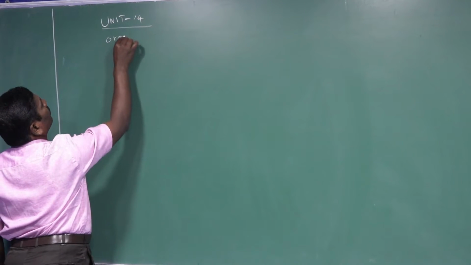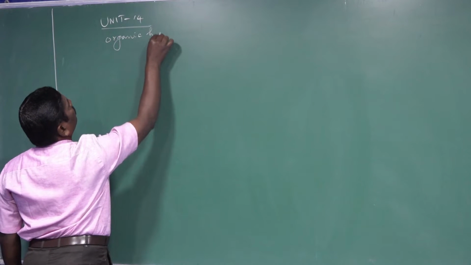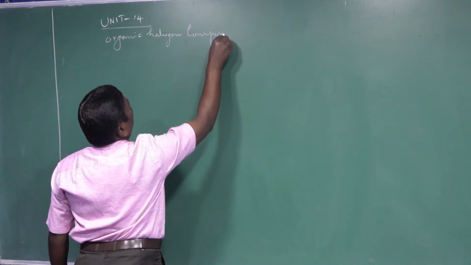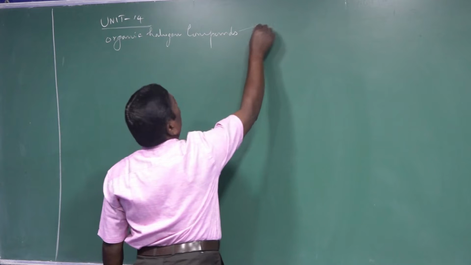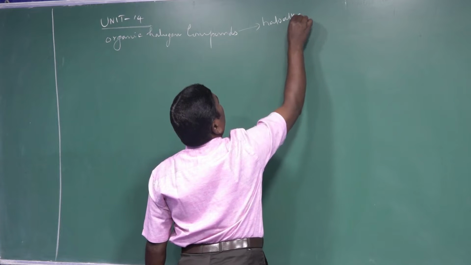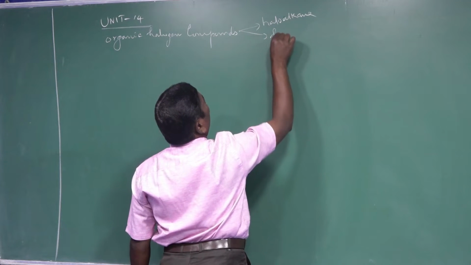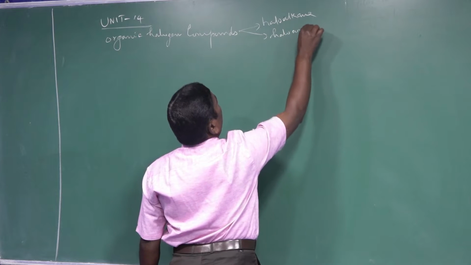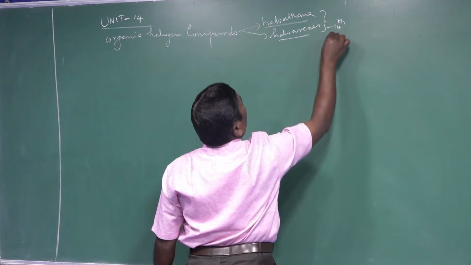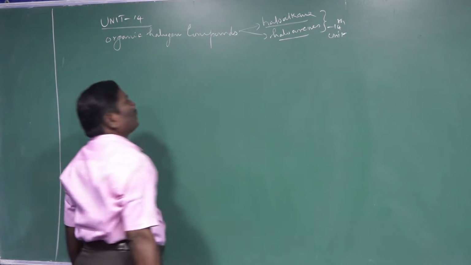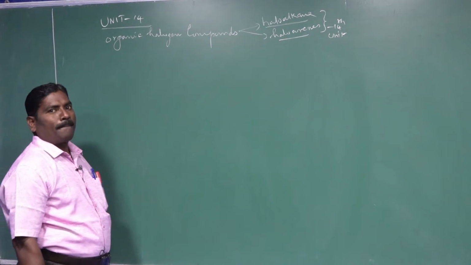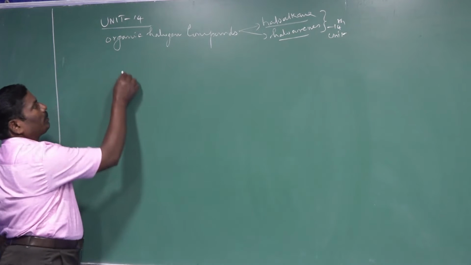Today we are going to see the last session for Unit 14, Organic Halogen Compounds, namely haloalkanes and haloarenes. This is the chapter 14 unit. In the last session we are going to see how to solve the organic problems.